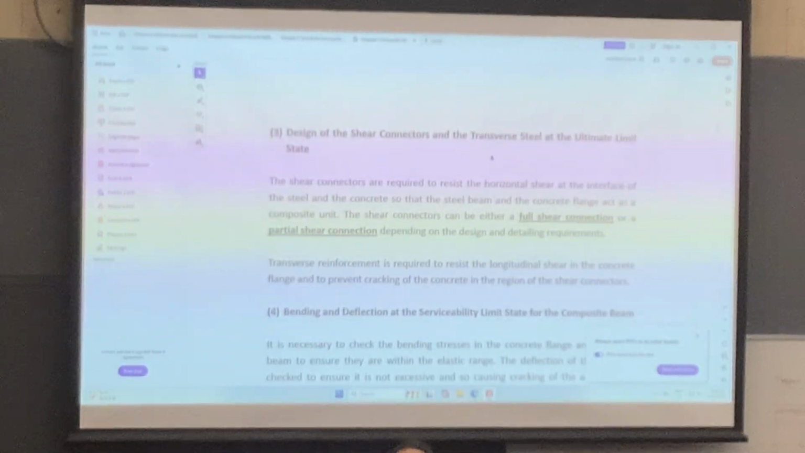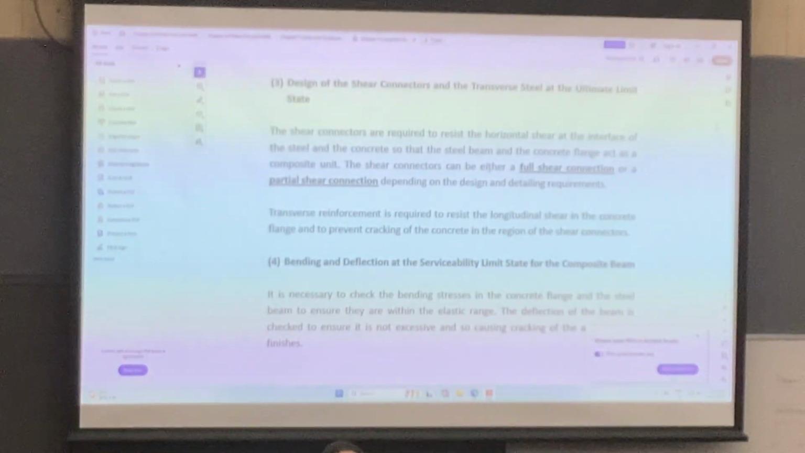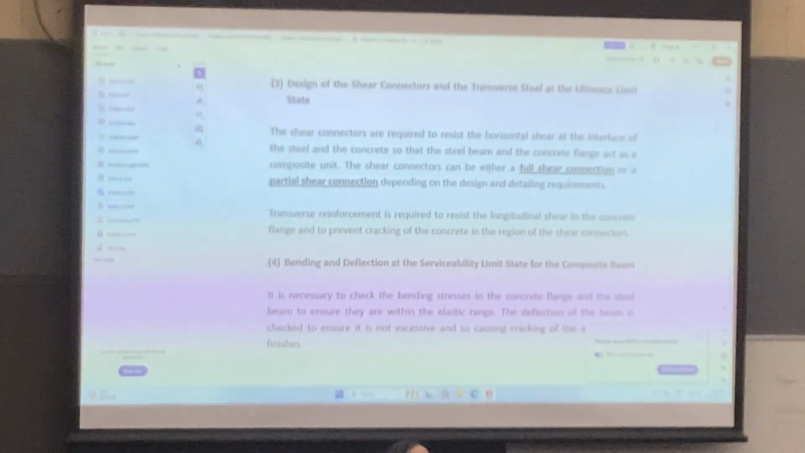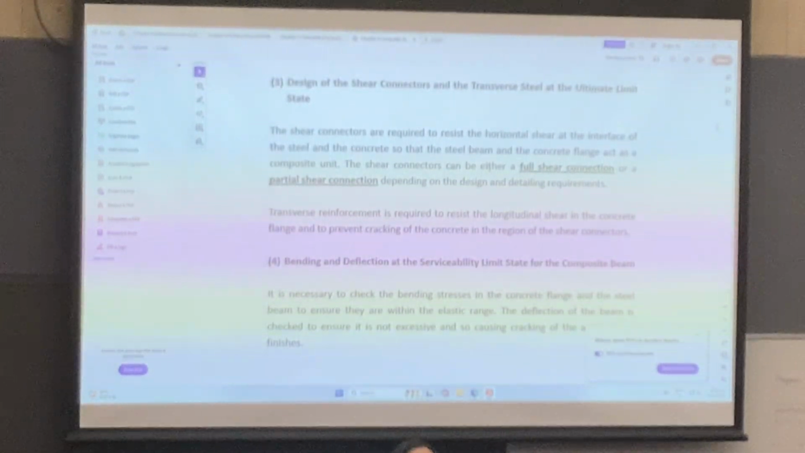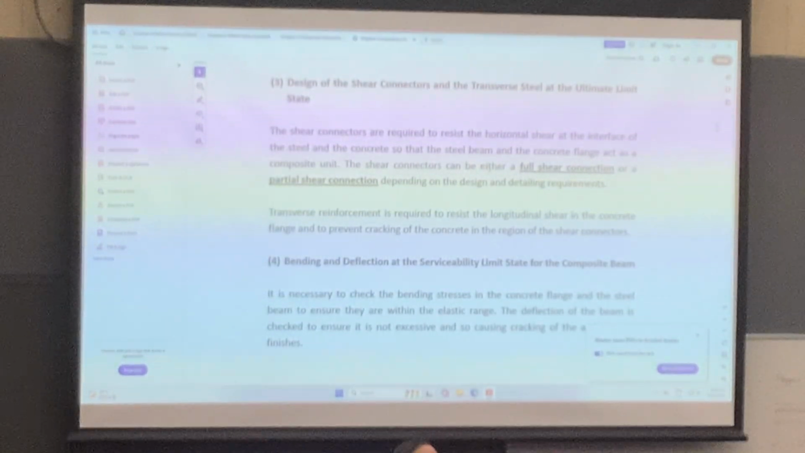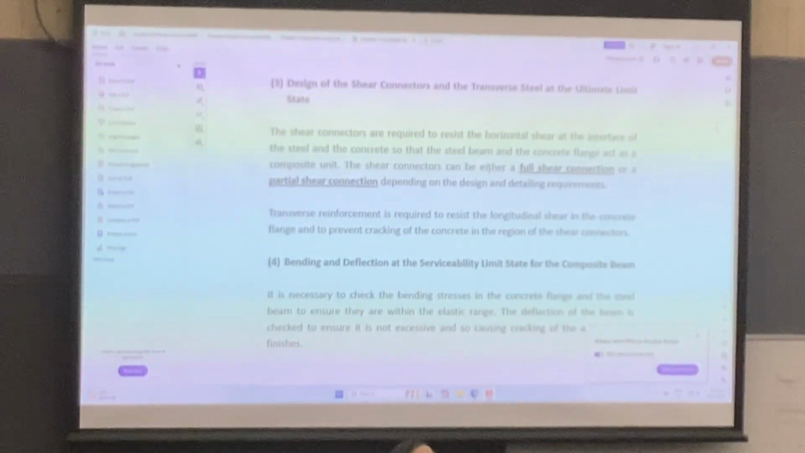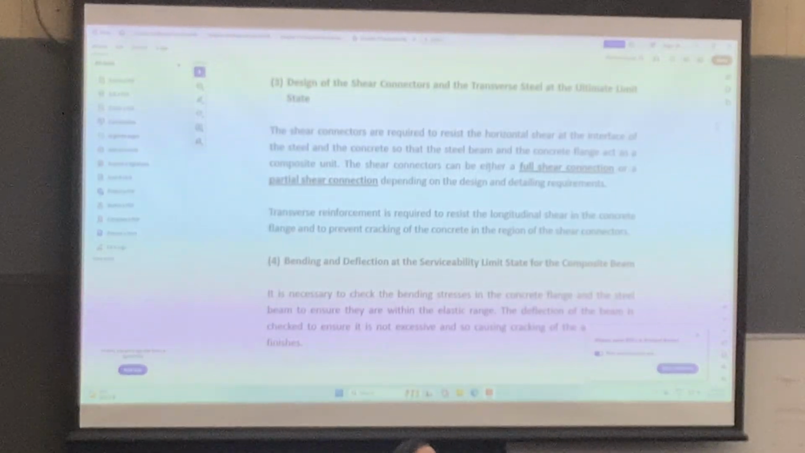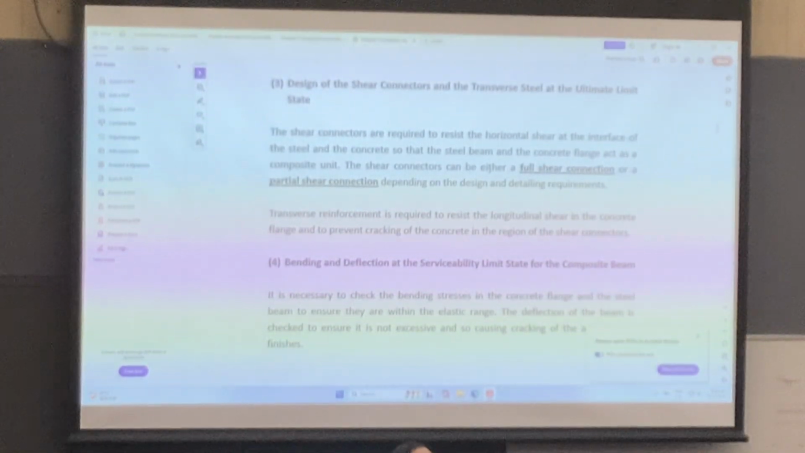And then there are two ways to transfer the moment. One we call the full shear connection. That means we provide enough shear studs. Or we can use partial shear connection. That means we provide fewer shear studs than the full shear connection.